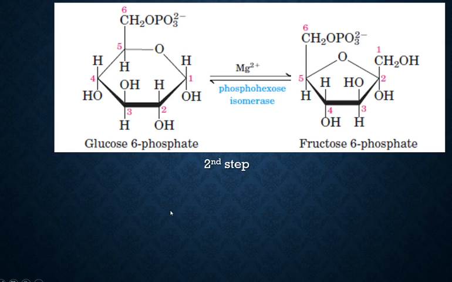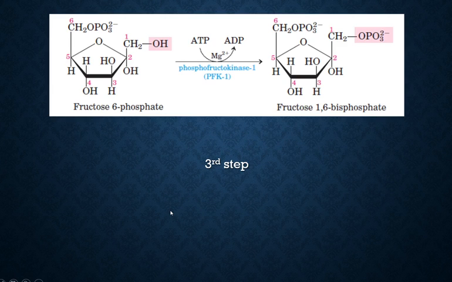So let's see the third step. It starts from fructose 6 phosphate and gives fructose 1,6 bisphosphate by using phosphofructokinase 1. The third step is the phosphorylation of fructose 6 phosphate, catalyzed by the enzyme phosphofructokinase 1. A second ATP molecule donates a high energy phosphate to fructose 6 phosphate, producing fructose 1,6 bisphosphate. In this pathway, phosphofructokinase is the rate limiting enzyme.